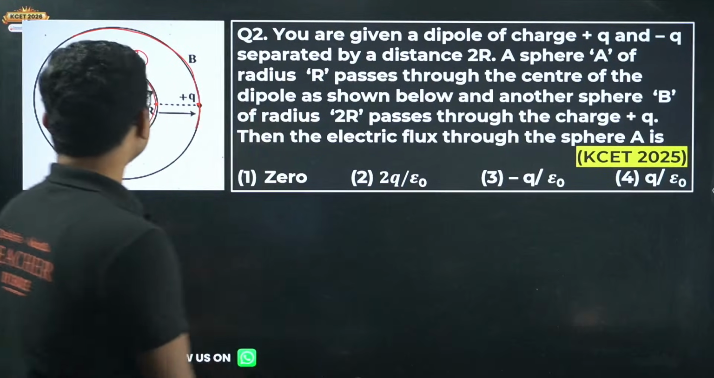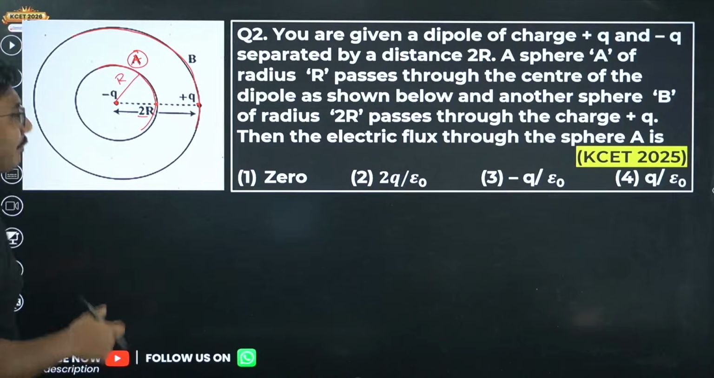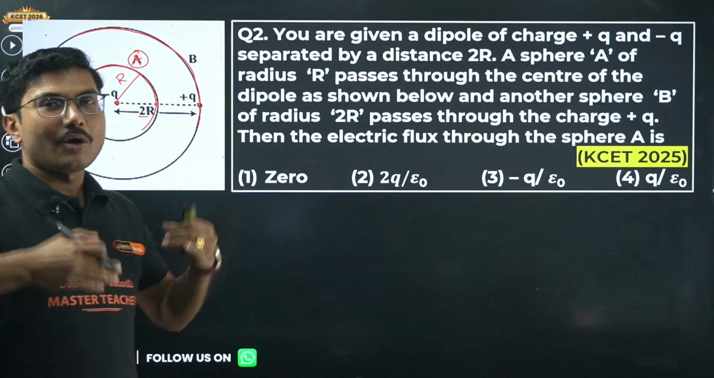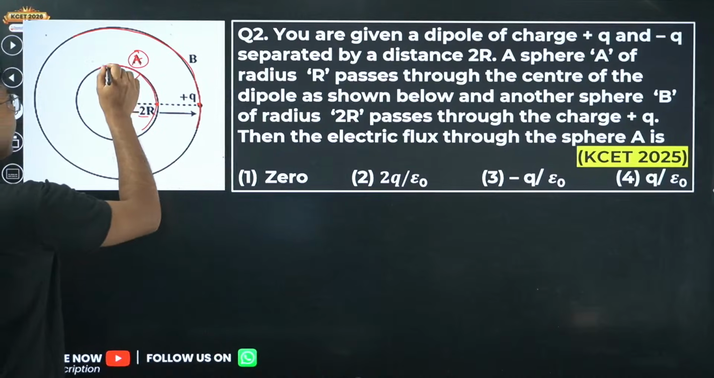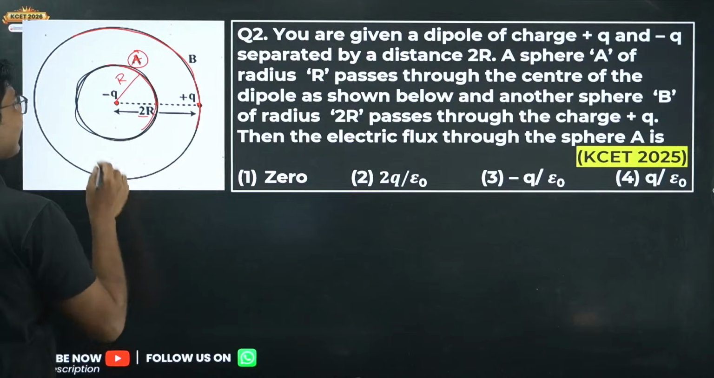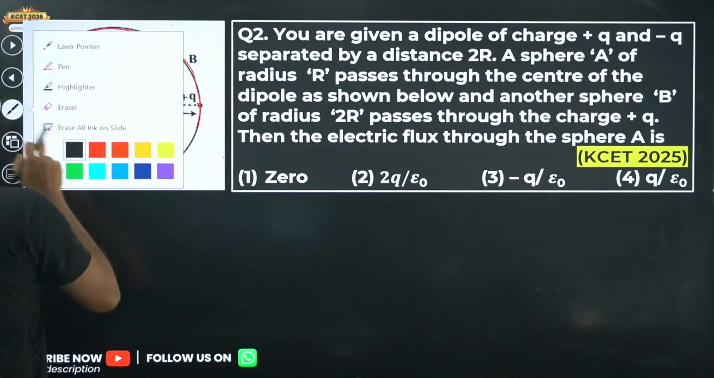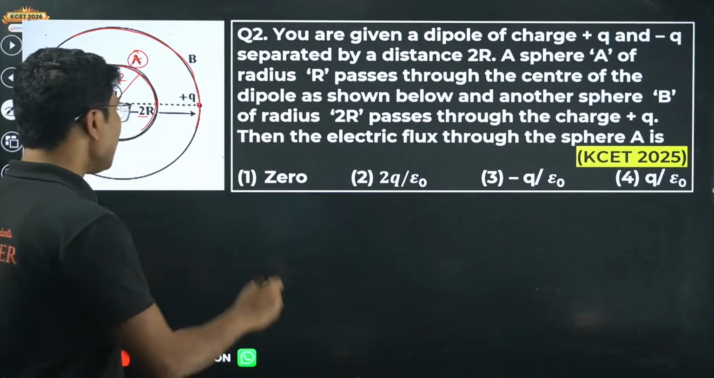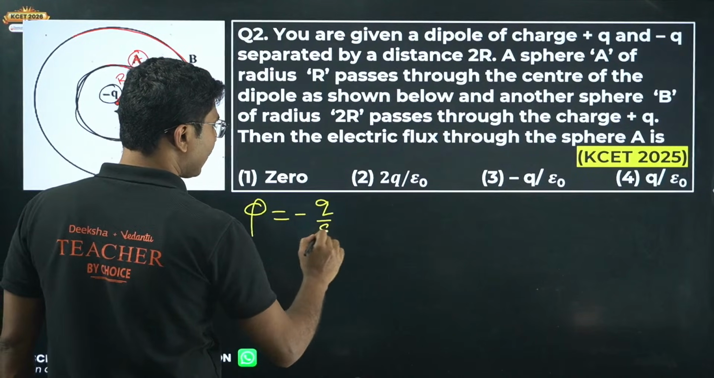So here, Gauss law states that electric flux depends only on the charge enclosed, no matter what the configuration is. We are only trying to find electric flux through this sphere. And what is the charge enclosed by this sphere? This sphere encloses only minus q charge. So flux must be equal to minus q by epsilon naught.